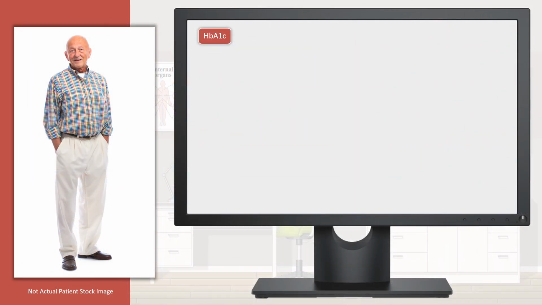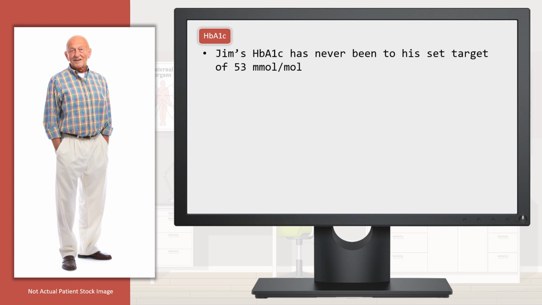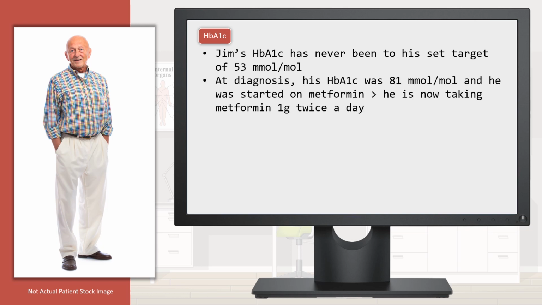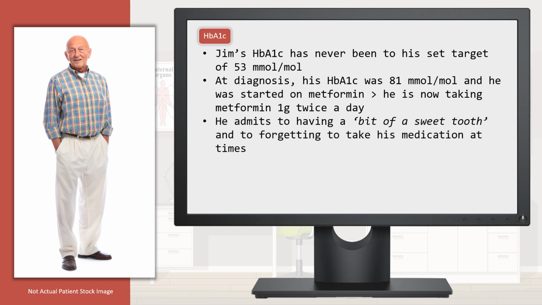Okay, so the first thing you need to know is that Jim's HbA1c has never ever been to his set target, and that is not uncommon in people with type 2 diabetes. At diagnosis, it was 81, which is high, and he was started on metformin. He now takes 1 tablet twice a day, 1 gram twice a day. He admits he's got a bit of a sweet tooth, and haven't we all? And he also admits to forgetting to take his medication at times.